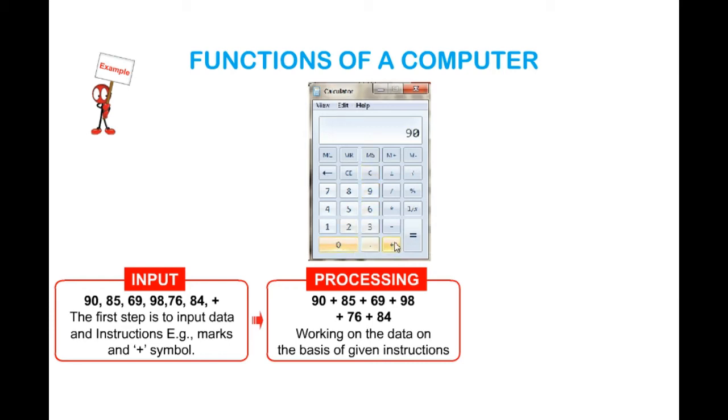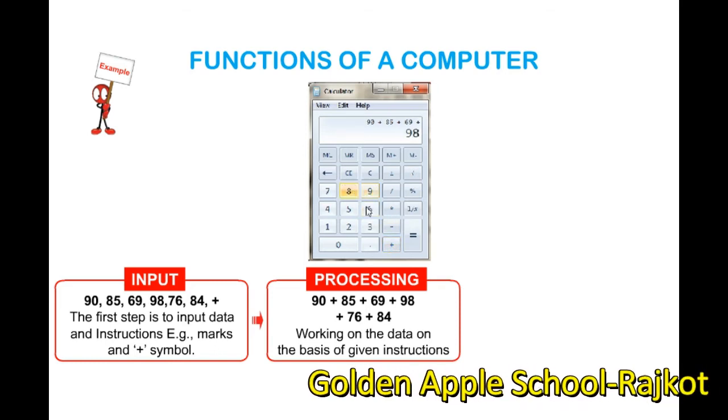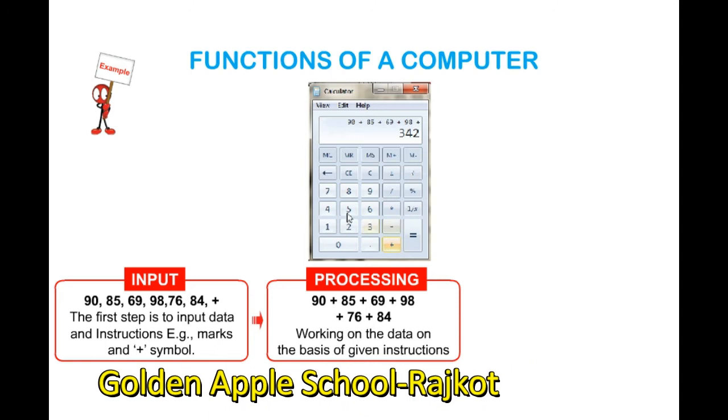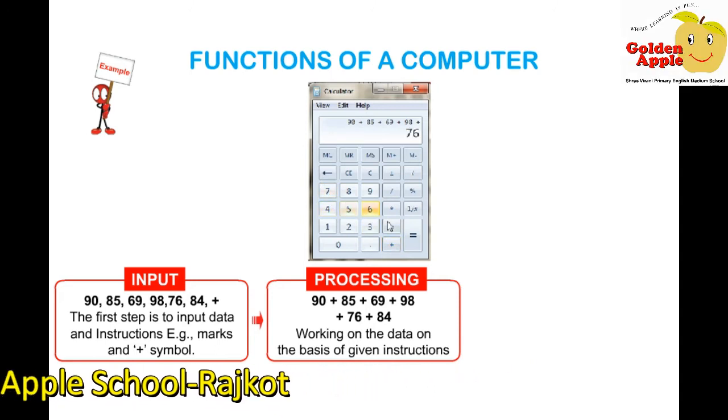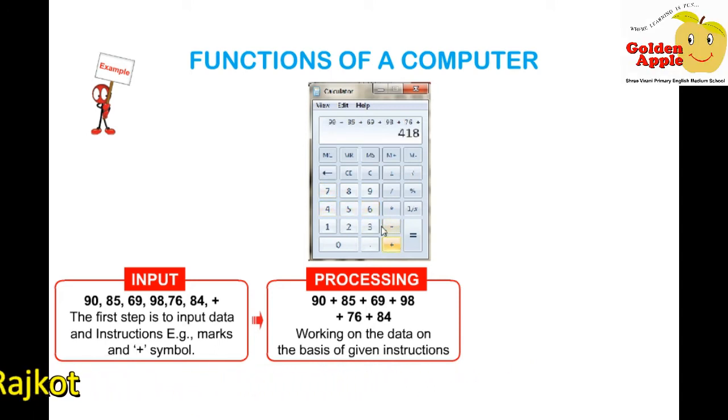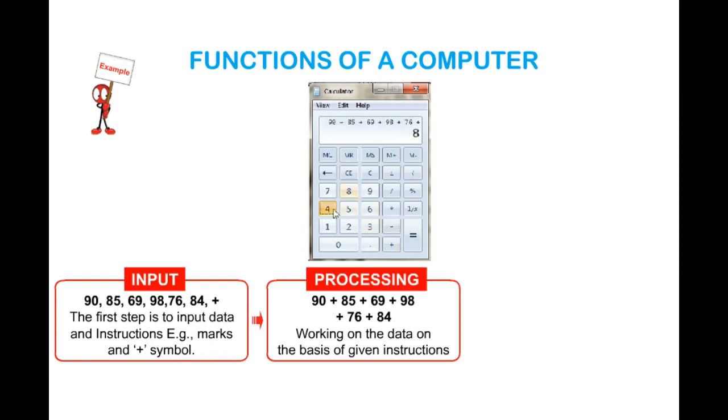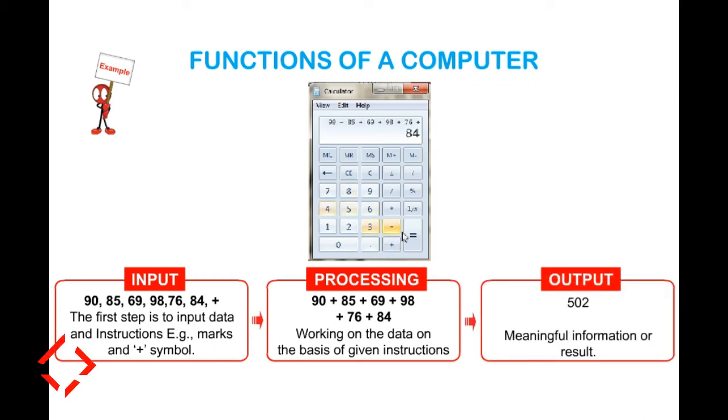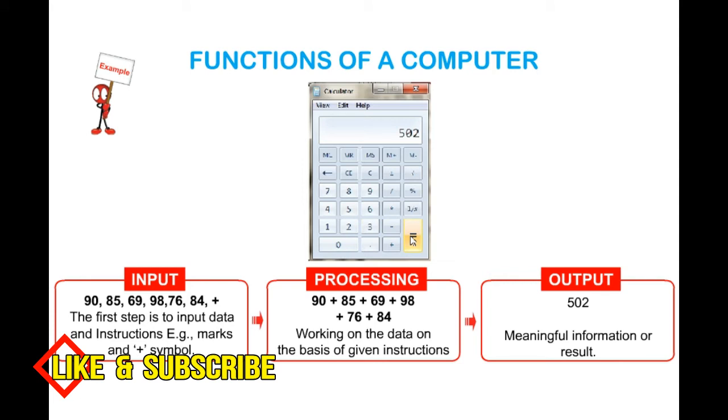90 plus 85 plus 69 plus 98 plus 76 plus 84. And the last step is the output. The computer gives meaningful information or result, which is 502.